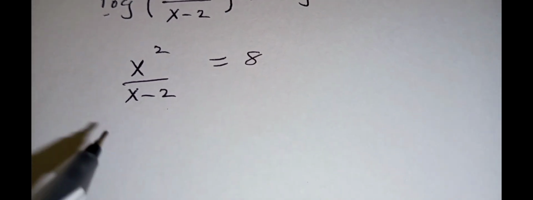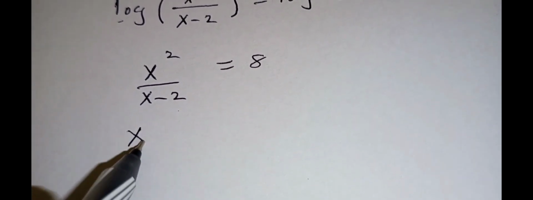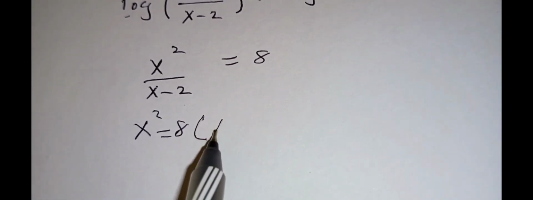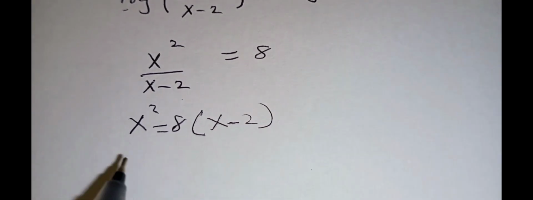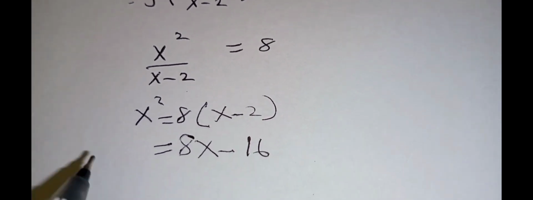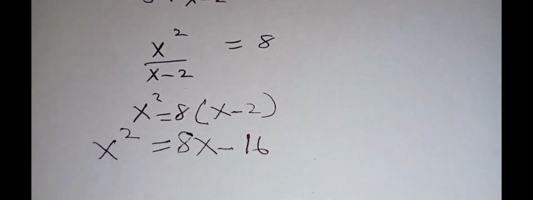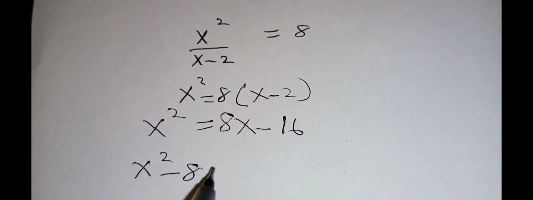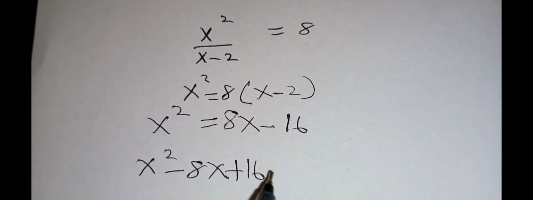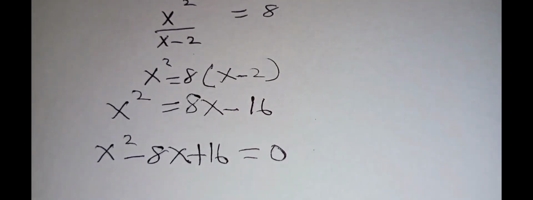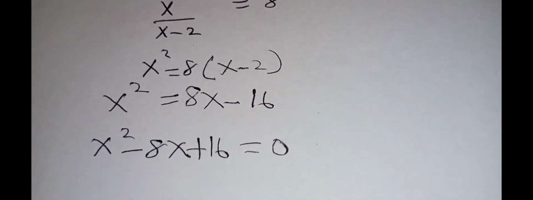We can multiply both sides by the denominator, so that we shall be left with x squared, which is equal to 8 into bracket x minus 2. Removing the bracket, 8 times x will be 8x. 8 times negative 2 will be negative 16. This is equal to x squared. Rearranging our equation, we shall have x squared minus 8x plus 16 is equal to 0. So this is a quadratic equation, which we are going to factorize as follows.